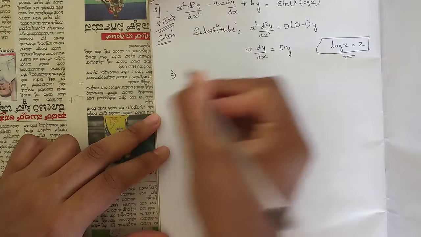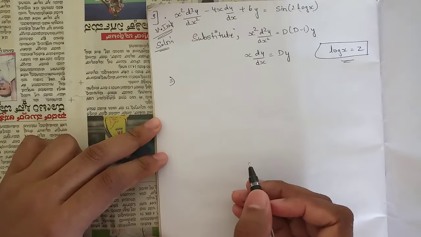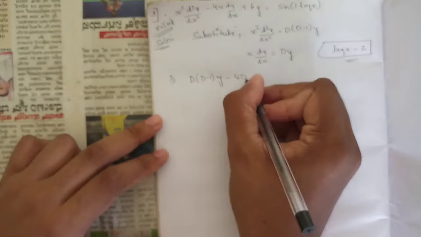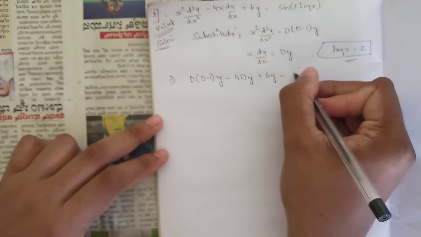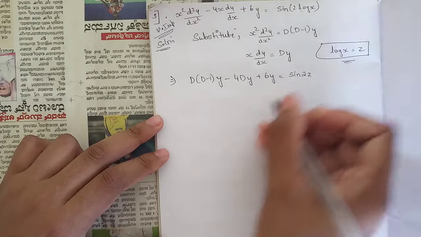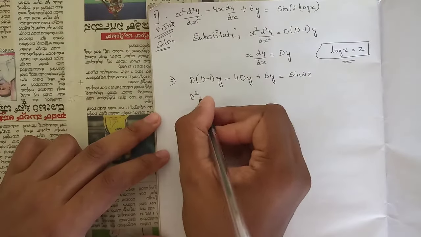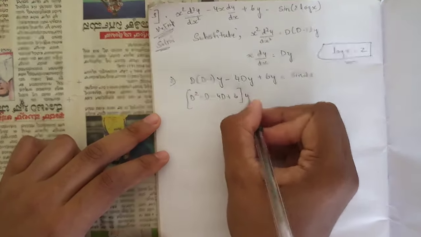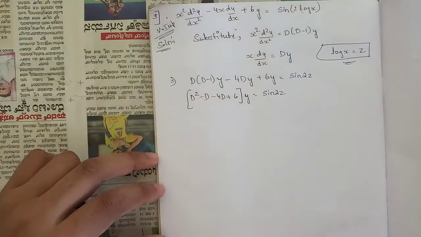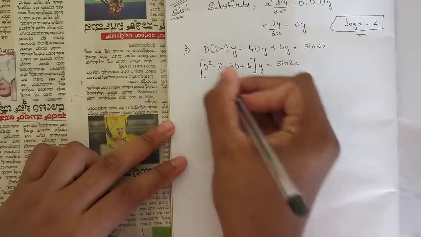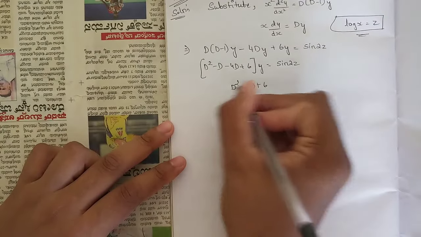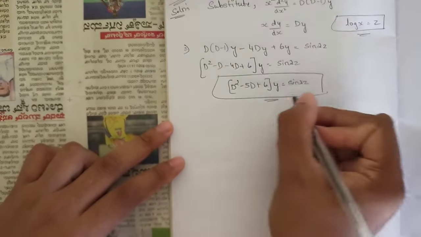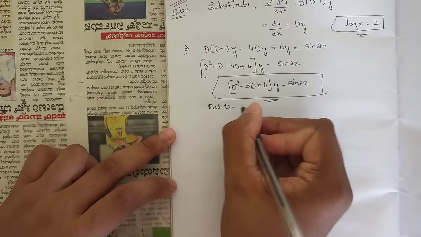Now let's write the substituted terms. X square d square y by dx square is written as D into D minus 1 into y, minus 4Dy, plus 6y equal to sine of 2z. So D square minus D minus 4D plus 6 into y equal to sine 2z. That is, D square minus 5D plus 6 into y equal to sine of 2z. Now for this we need to put D equal to m.